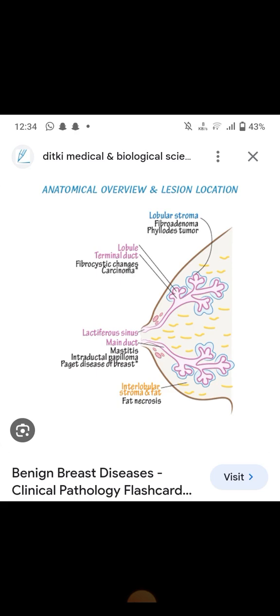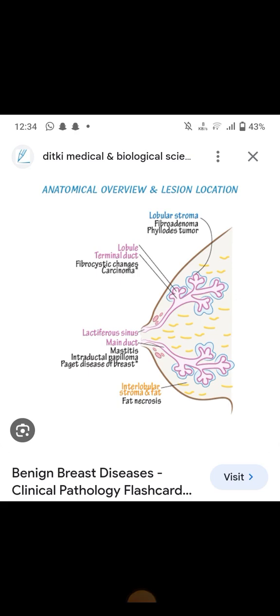You can take a screenshot of this picture as it is very clearly descriptive. It not only indicates the anatomical overview of the breast but also gives lesion locations according to the anatomical sites. Fibroadenoma of the breast is mainly an intralobular stromal tumor.